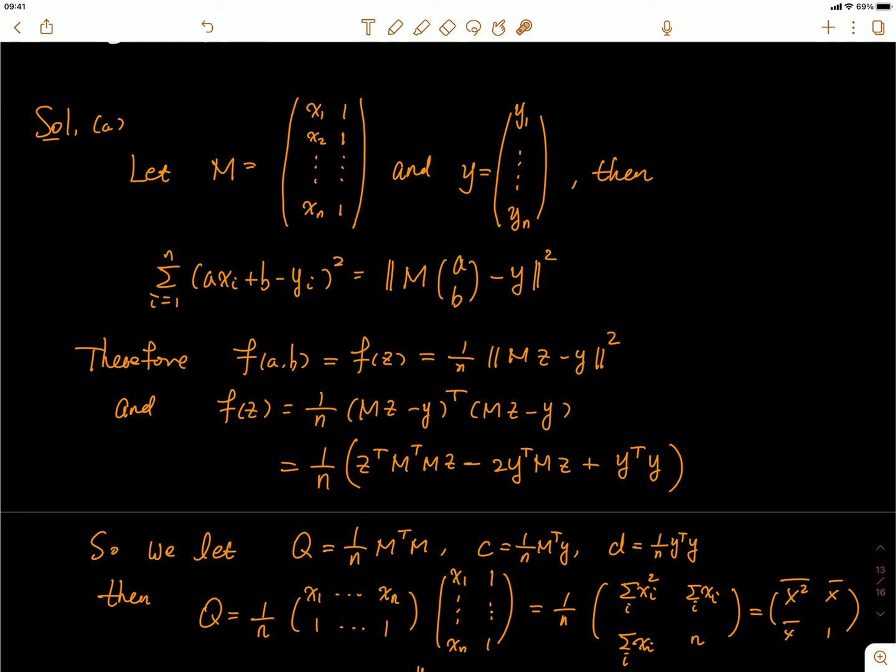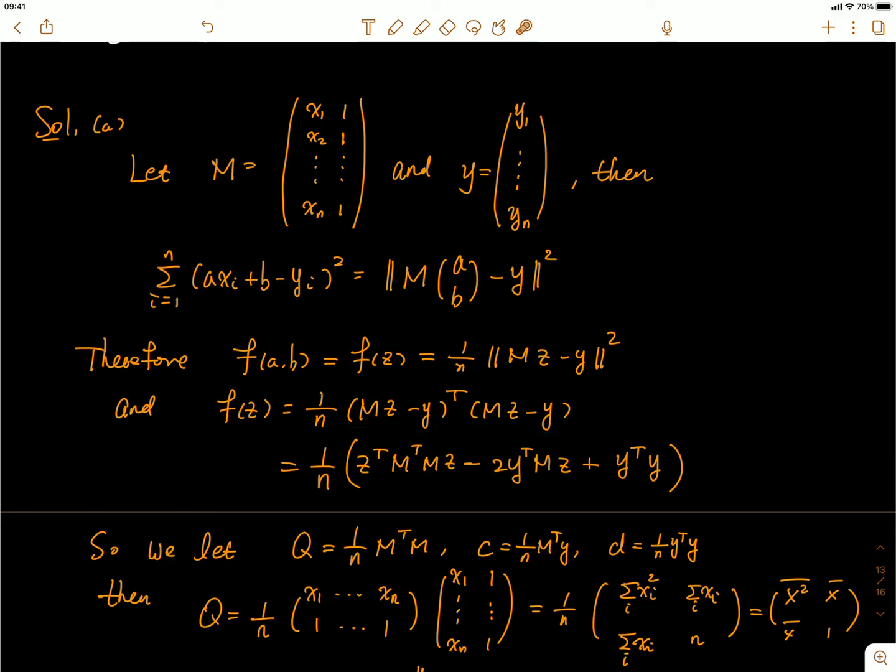Okay, so let's see. f of x AB will be just f of z, because z is a new notation for A and B. So the 1 over n of the left-hand side is just 1 over n of the right-hand side. And this is much closer to the quadratic form we want. To get that, we just need to break this norm. We know that this is the inner product of this vector with itself, so put that as a row, and the original vector as the column vector here. And then we just break the parentheses.